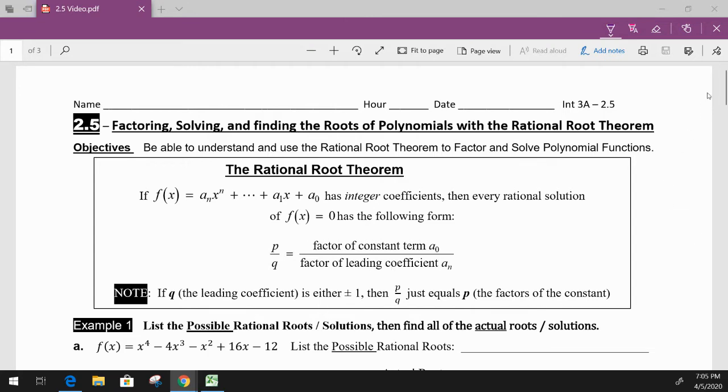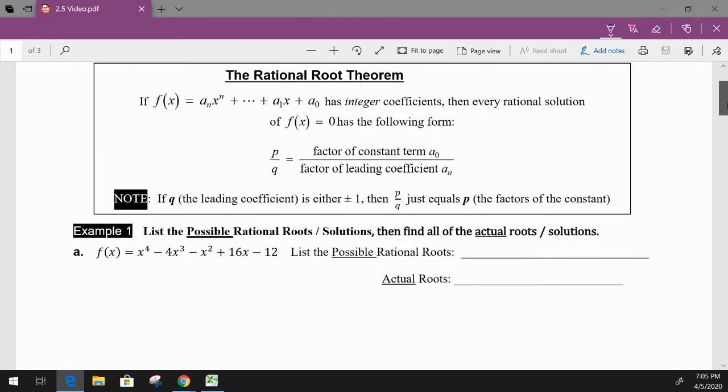So basically what the rational root theorem says is that if a polynomial, so this here represents a polynomial, and a sub n represents the first term or the leading coefficient in the polynomial. A sub zero represents the constant, or the number at the end that does not have the variable x. So in this first example, 1a, the a sub n would be 1. Your n would be 4. Your a sub 0 would be negative 12. So that's what those numbers represent.